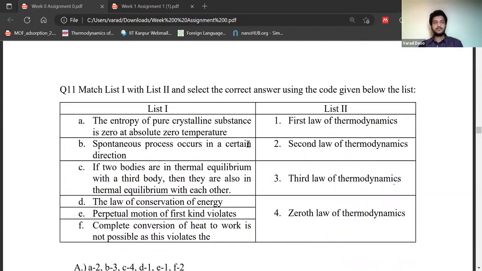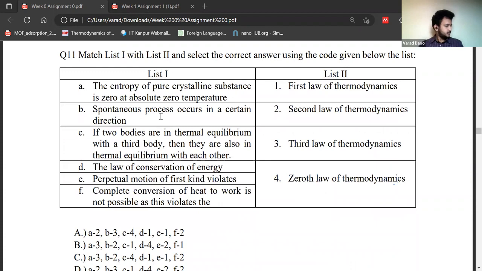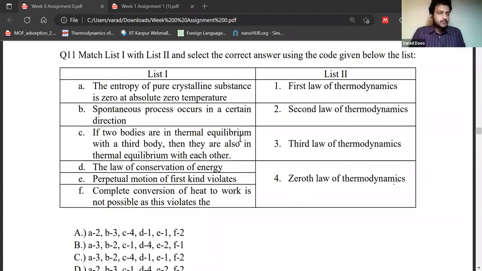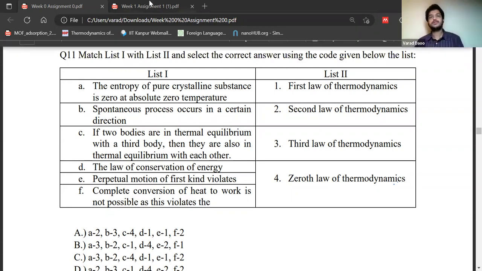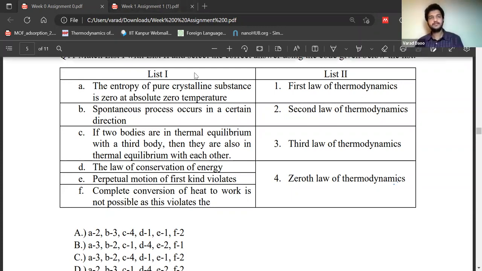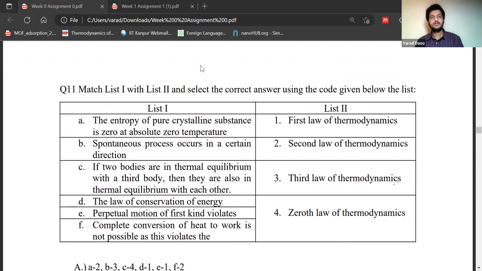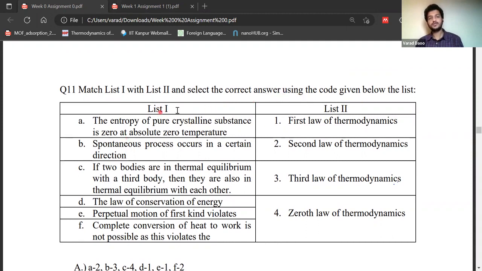So this is a very good question, which summarizes all the concepts about the laws of thermodynamics, which we have studied till now. So let us start. So what is the question? Match list 1 with list 2 and select the correct answer using the code below. Basically, it's a match the pair sort of a thing.